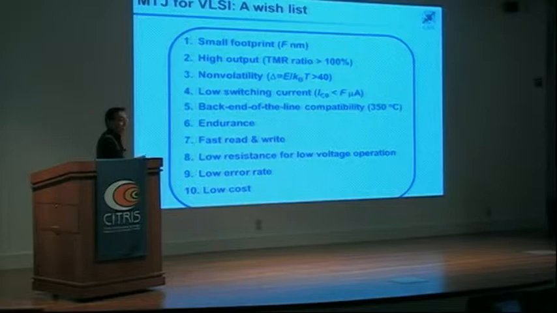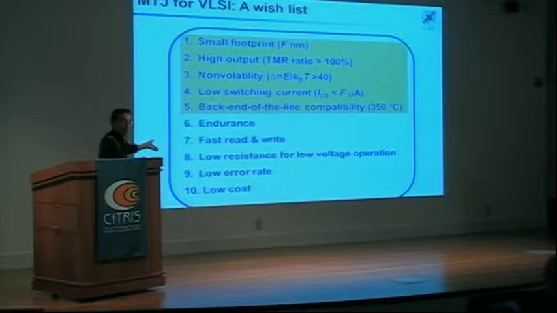We prefer the switching current to be approximately, if you're working with 90 nanometers, less than 90 microamps, or 45, just a rule of thumb, because you don't want to have a huge transistor to run a small device. It has to be back-end of the line compatible. And this is actually a big issue for us working on magnetic materials, because people in VLSI anneal the completed VLSI at around 350 to 400 degrees, and that's about the maximum that the magnetic tunnel junction can tolerate. So we have to make sure that our device tolerates these. And we have to prove that we have infinite or virtually infinite endurance. Well, this is already proven.